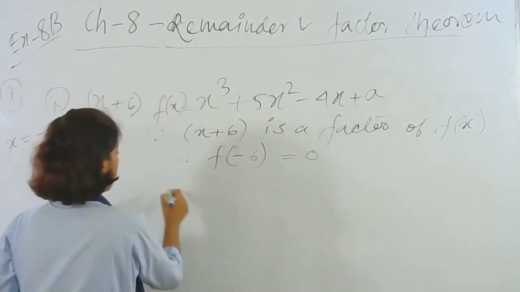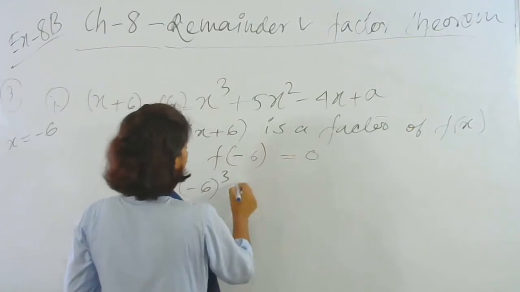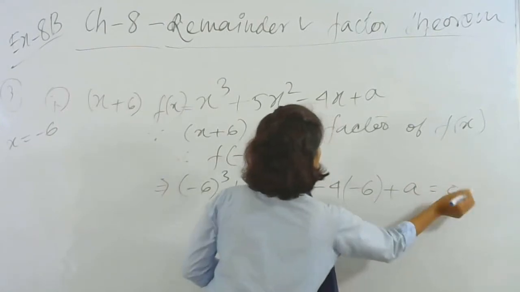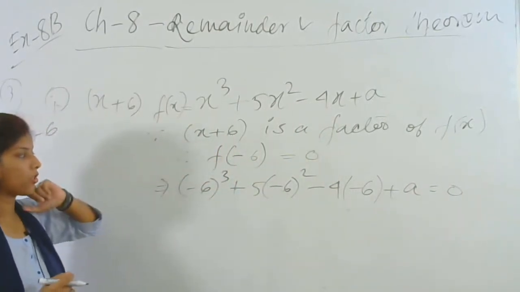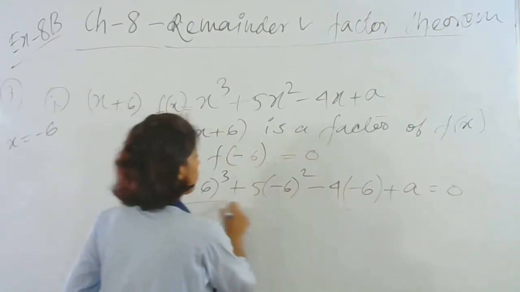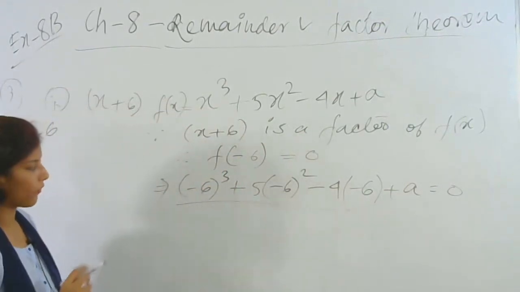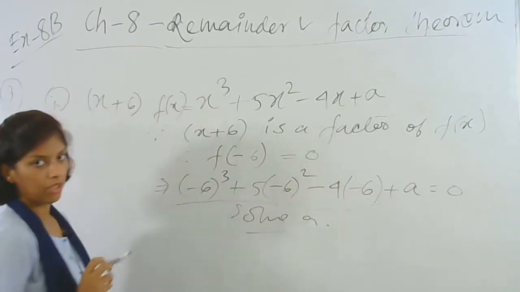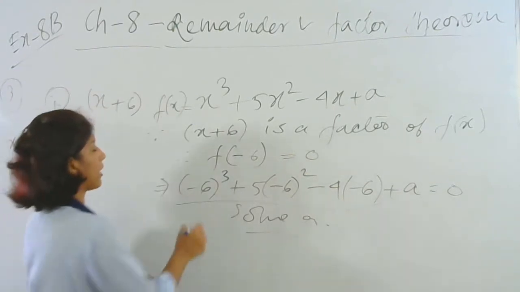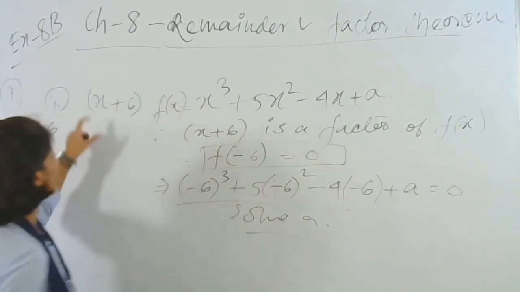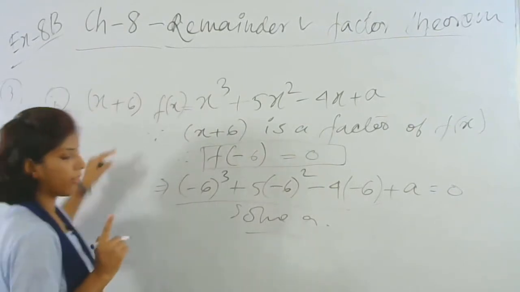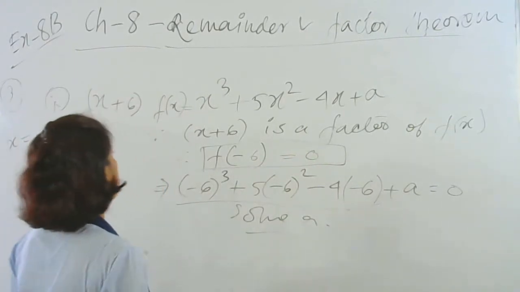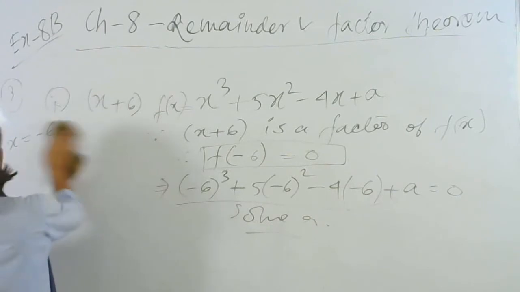Now here I'll replace x by minus 6. Calculation, you will do it yourself. Since this remainder is equal to 0, and these are all numbers, you can calculate these. After you do the calculation, you'll find the answer, then you can solve for a from here. That will be the value of a. So when a factor is given, the equation that I'll be forming is f of that value equals 0. Since it's a factor, the remainder will be 0. From here, I can solve the equation, alright? This solution you can do by yourself.